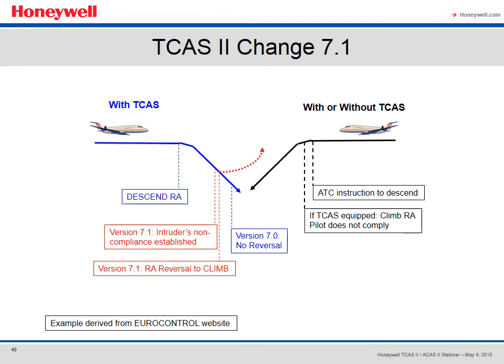At any rate, here's a brief description of the changes that were implemented. On the right of the slide, with or without TCAS, the aircraft is given a descent. With TCAS installed, the aircraft would have received a climb resolution advisory, but in this case, the crew ignored it. On the left of the slide, with TCAS, a descent RA is issued. 7.1 will sense the other aircraft ignoring his TCAS and issue a reversal to a climb resolution advisory. Previous versions would not have issued a reversal.